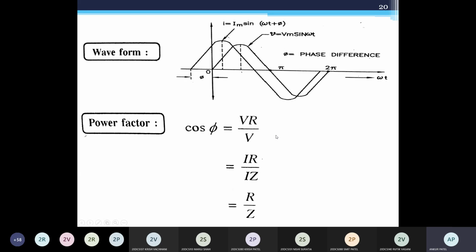Power factor is R by Z, that is VR by V, from the triangle. Suppose I want to draw the impedance triangle for this. Then how can I draw the impedance triangle?